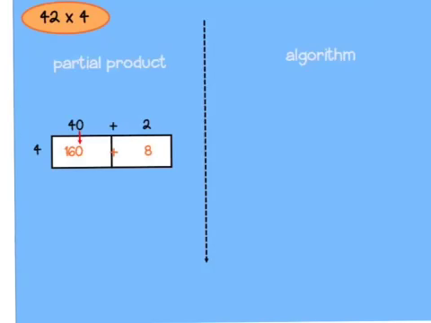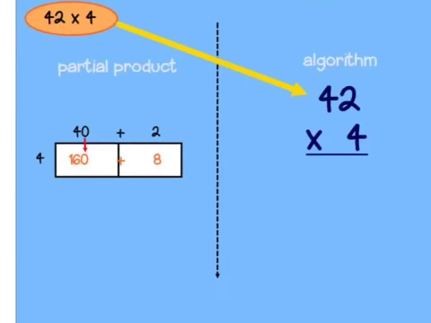Now we'd like to show how the partial product strategy that you already know for multiplication connects to the algorithm that many people use for multiplication later on. The algorithm way is really helpful for multiplying because we can use this with 2-digit times 1-digit, 2-digit times 2-digit, and even larger numbers. So the multiplication algorithm is a strategy that you'll use a lot. Let's take a look at how we set a problem up using the algorithm. I'm going to take that same problem, 42 times 4, and set it up vertically instead of horizontally.